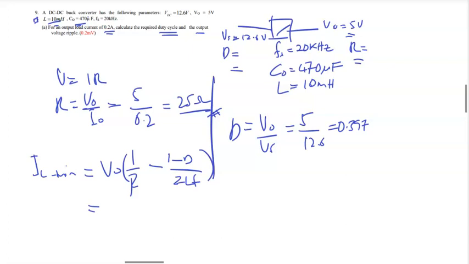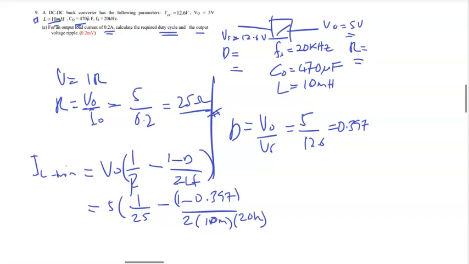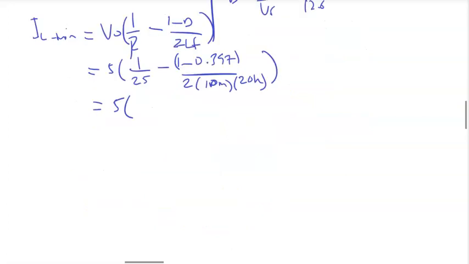Okay, all the provided data we put in here. V out is 5 volt. I over 25 minus 1 minus 0.397 divided by 2 times 10 millihenry times 20k. So equal to 5 times, we solve one by one, accordingly.